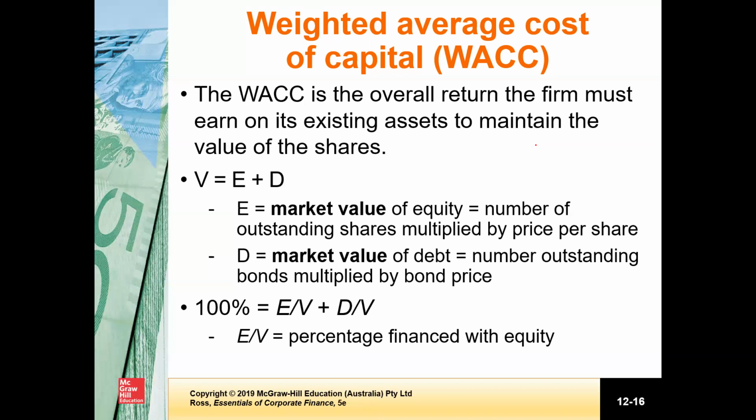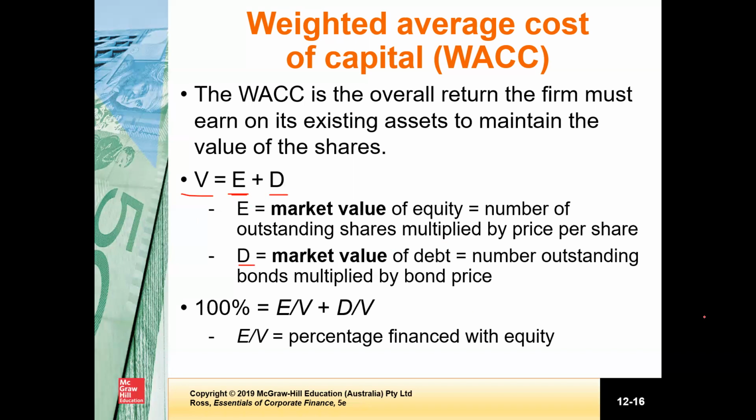We will use the symbol E for equity, which stands for the market value of the firm's equity. And we calculate this by taking the number of shares outstanding multiplied by its price per share. So you see these equations. The value of a firm should be equal to the market value of equity and the market value of debt. So E stands for the market value of equity, which is the number of outstanding shares multiplied by price per share.